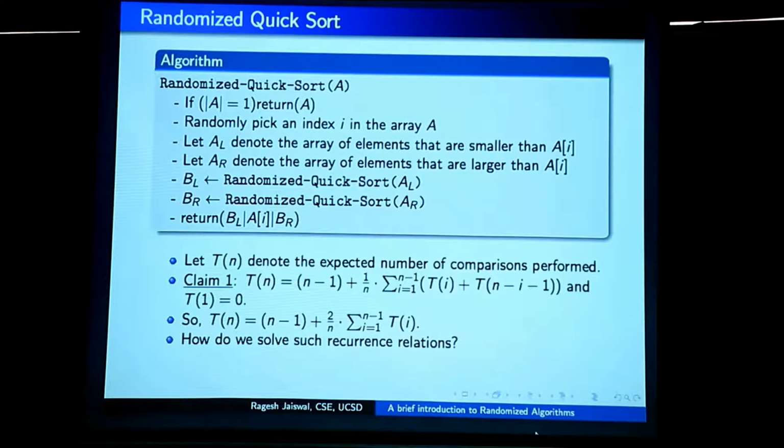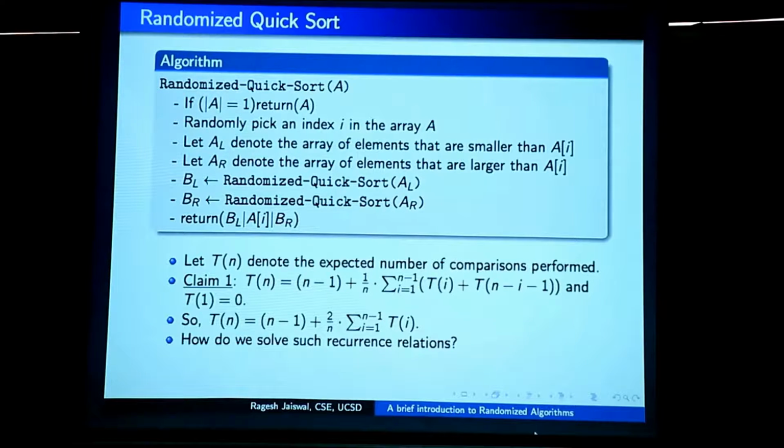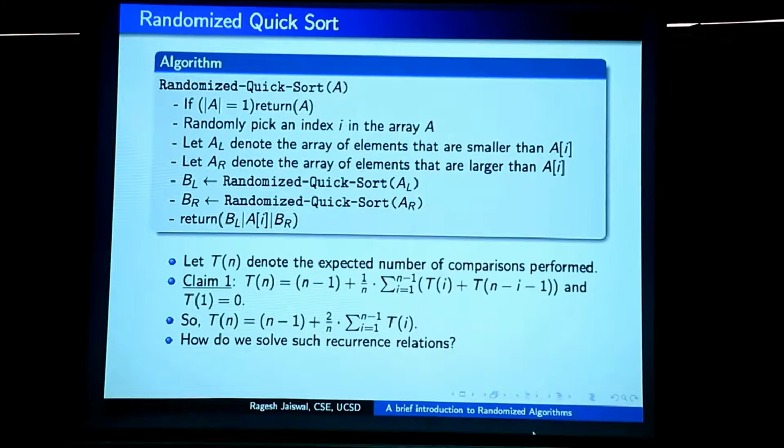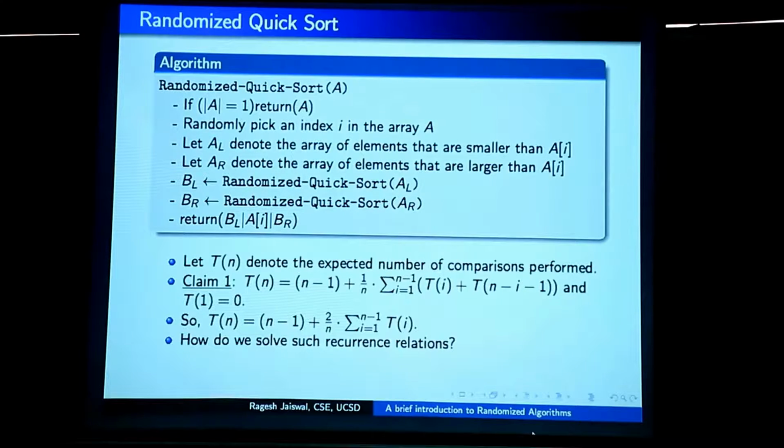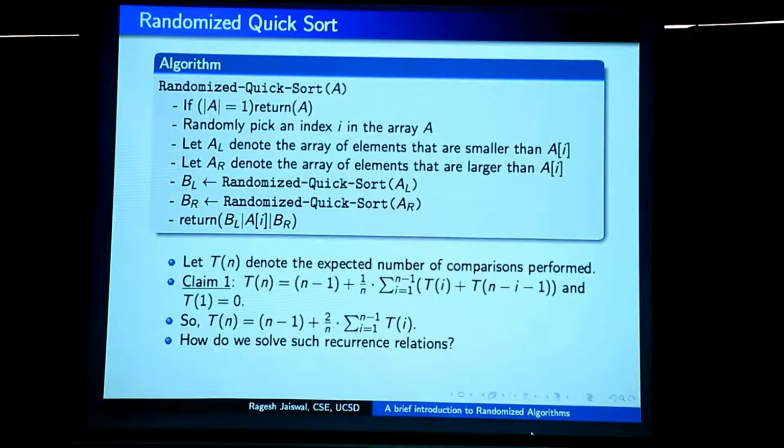In this particular scenario, there are other ways of analyzing this randomized quicksort. You get a rough sense of what the running time of this randomized algorithm should be. Here's an intuitive analysis of randomized quicksort. Suppose you happen to pick a pivot that is the middle element, the n by 2th smallest element. Then you get n log n.